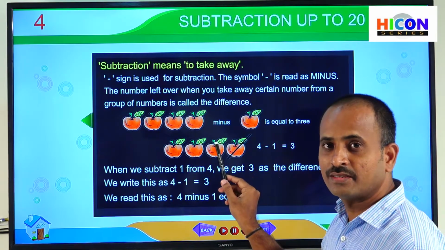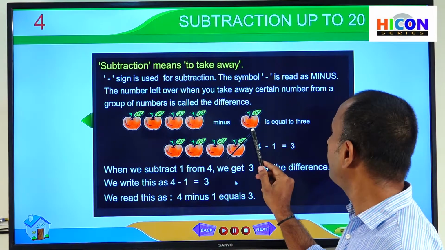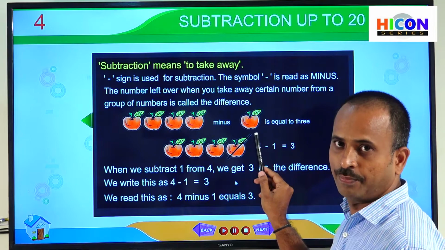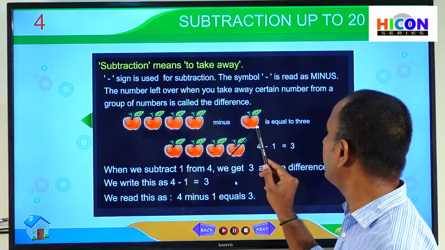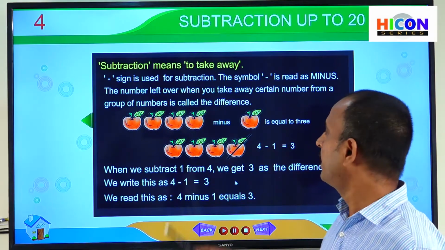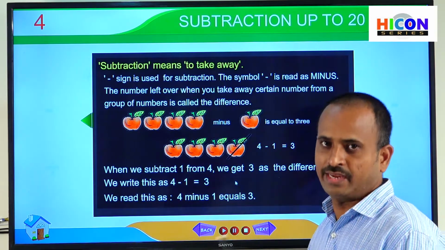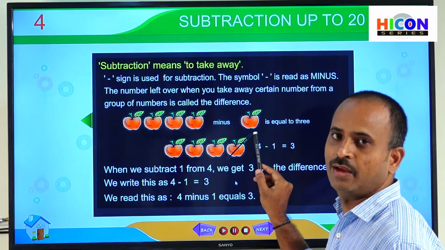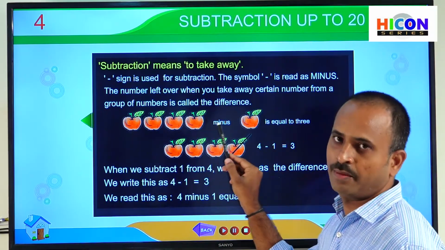Minus means take away. That means we have to subtract. How many apples are here? 1. So there are 4 apples and here is 1 apple. Minus means subtraction, so we have to take away this 1 apple from these 4 apples. How many apples do we have to take away? 1 apple. So we take away 1 apple from these 4 apples.